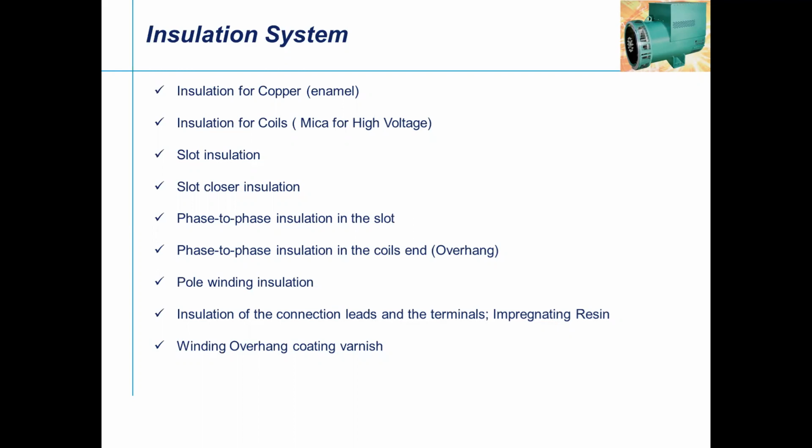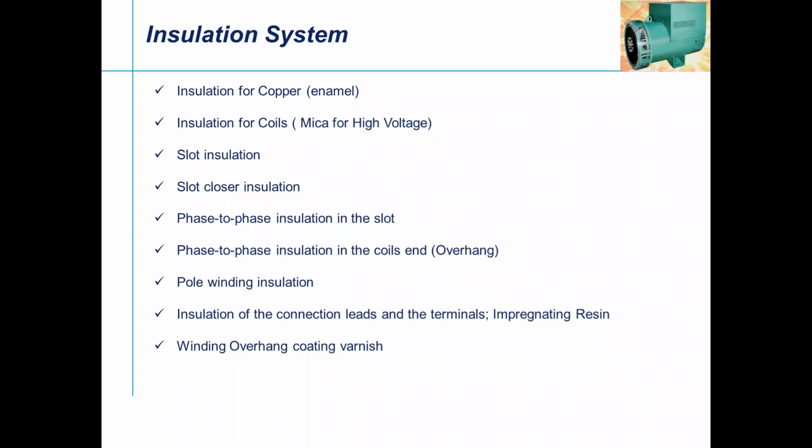And pole winding insulation, this is the main rotor where each pole will have an insulation to be provided, which is very, very important. It is like our skin, which safeguards our inner skin from other things. Just as our layer of skin is created and insulated, the insulation is very important for the generator.